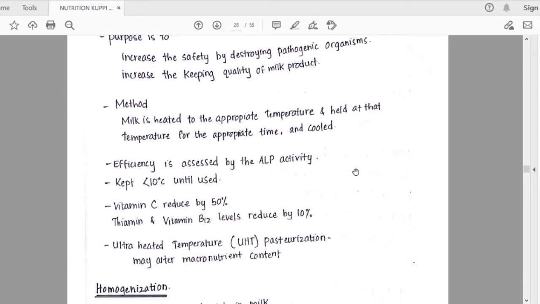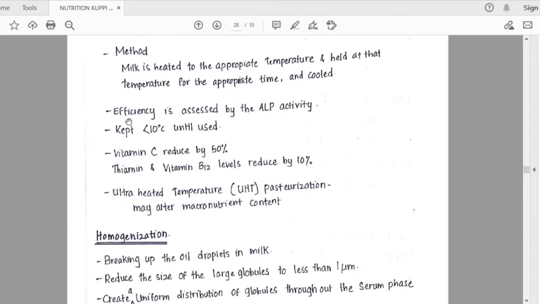It is not 100 degrees Celsius, as when you boil milk; it is a lower temperature, for example 70 degrees Celsius. If you use this principle, you will disinfect the milk. The efficiency is assessed by the ALP activity. The milk is kept below 10 degrees until used. Vitamin C is reduced by 50%. Thiamine and vitamin B12 levels are reduced by 10%.